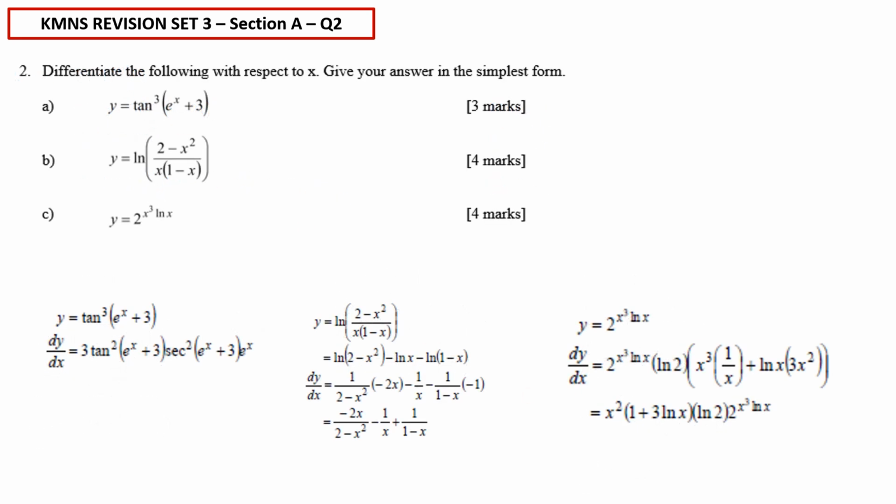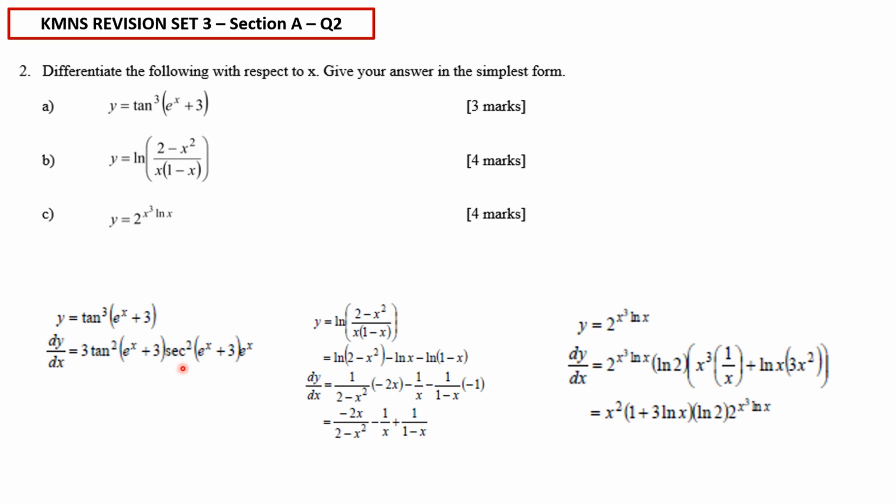Also a similar question for revision set 3. For the first one, it is just tangent cubed. Don't use any product rule here because it's just one single term, just that tangent is to the power of 3. So that is why we have to bring 3 to the front. The power will be less 1, which is tangent squared. The angle is the same, but then we have to differentiate inside the bracket, which is tangent just now.